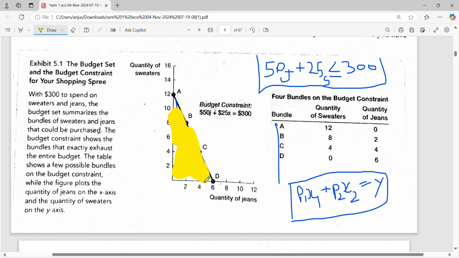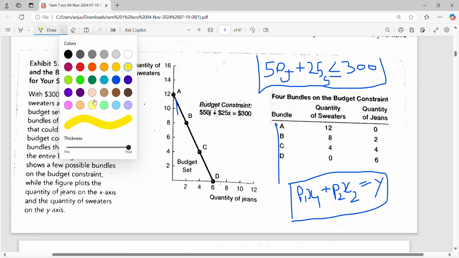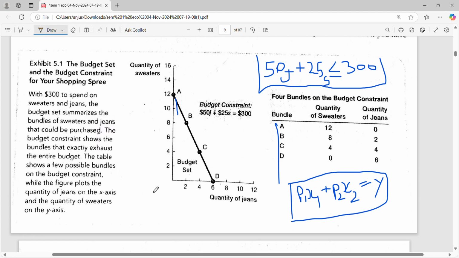This triangle part is the budget set. It simply means that the entire 300 is exhausted on every combination which is on this budget line.